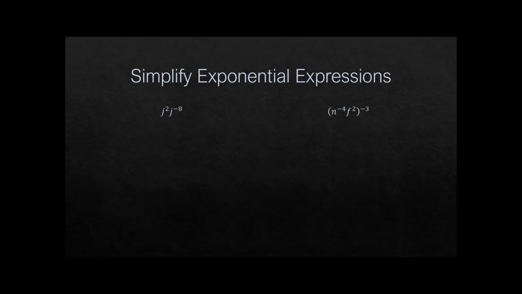So on the left here, we have j squared times j to the negative 8. So our rule here is when they're multiplied, you add the exponents. So we just do 2 plus negative 8 or 2 minus 8 here, which would be negative 6, j to the negative 6. Now we don't keep our answers with negative exponents. We always want to rewrite them with a positive exponent. So you're going to then take the reciprocal. So that becomes 1 over j to the 6th power.